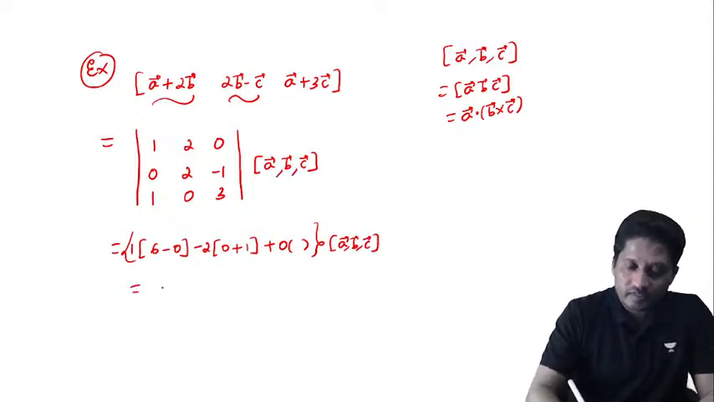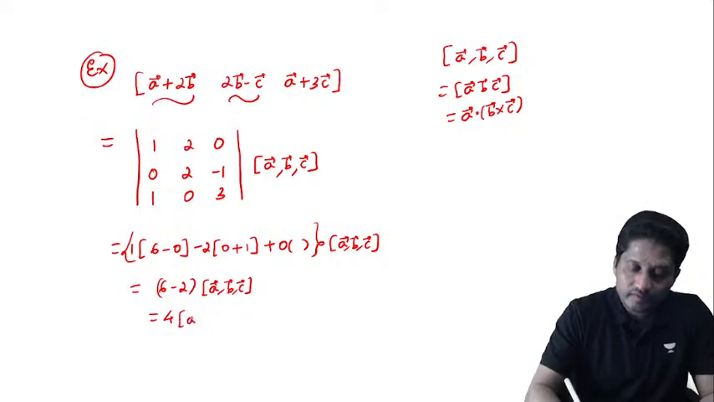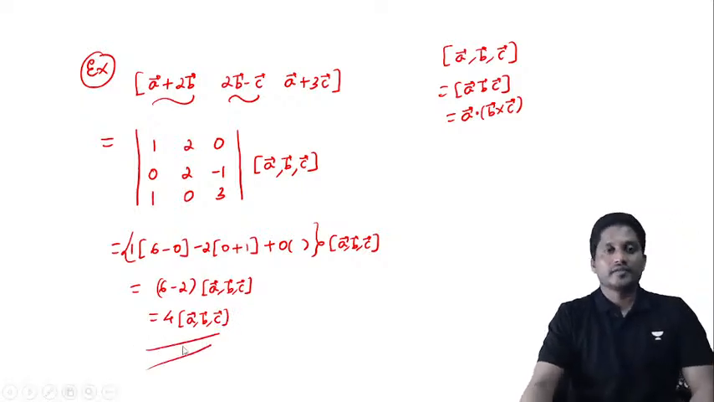Now this is equal to 6 minus 2. Okay, and then you get box of ABC. You get 4 times box of ABC. Box of ABC is the same as A dot B cross C. That's how you're supposed to find the value.